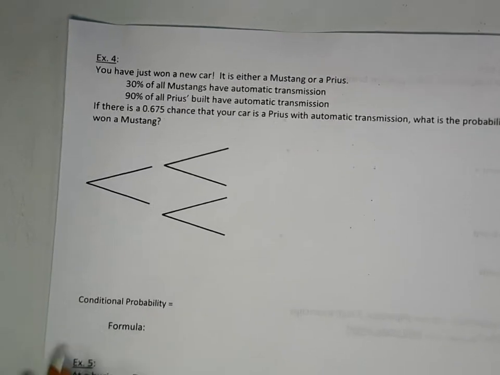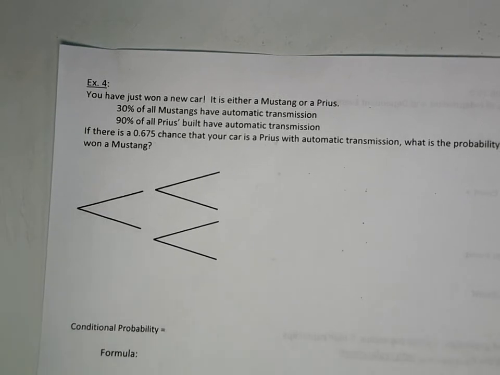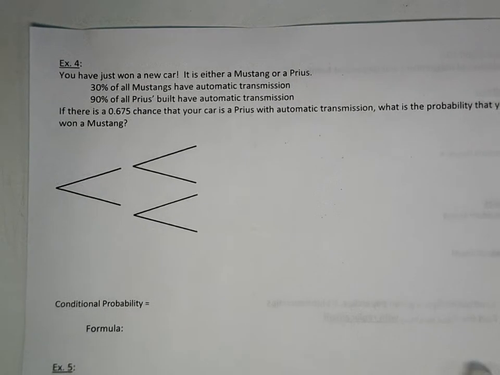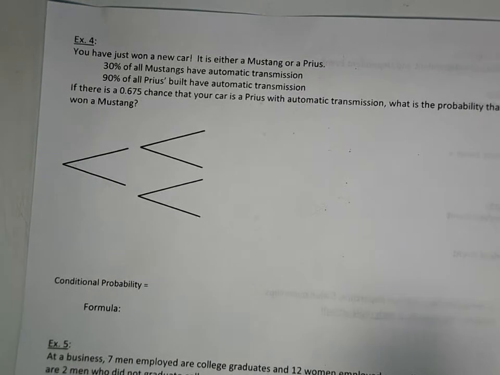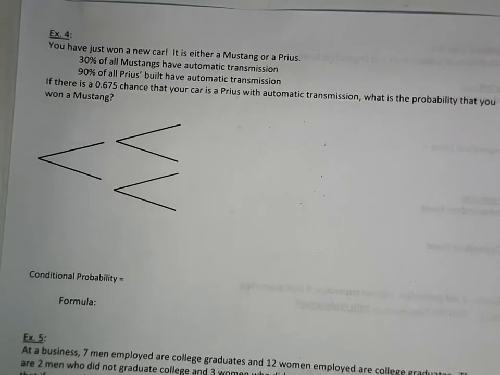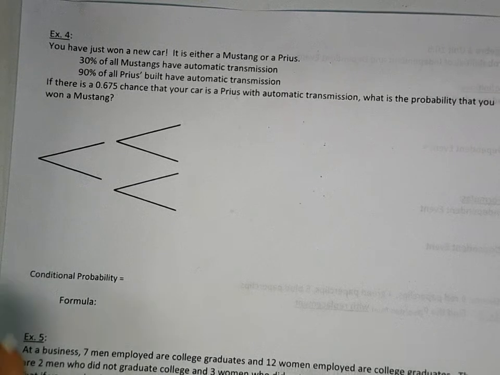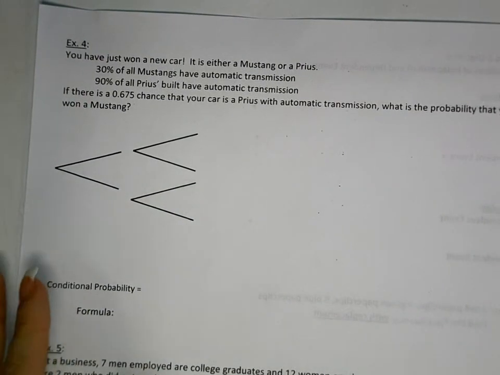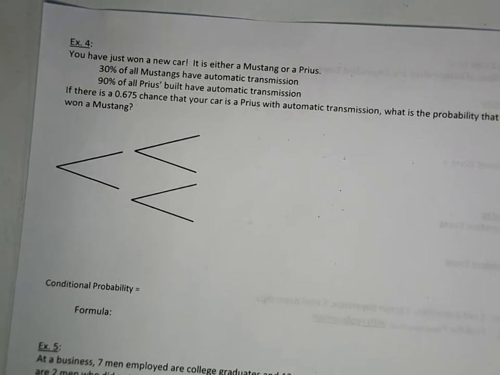Okay, for number 4, you have just won a new car. We're on a cool game show. You have just won a new car. I'm so proud. It is either a Mustang or an economical Prius. Okay, 30% of all Mustangs have automatic transmission. 90% of all Priuses have automatic transmission. I know that's a lie because I don't even think they make Priuses with manual transmission, but whatever. Okay? Get over it. It's fine. If there is a 0.675 chance that your car is a Prius with automatic transmission, what is the probability that you won a Mustang? This one's a little backwards.